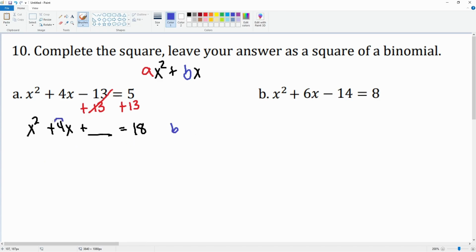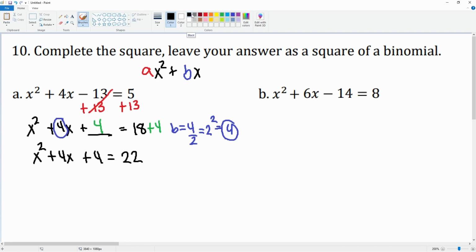The b is equal to 4. We divide that by 2, that becomes 2. We square it, that becomes 4. This is the value that we're adding. So we're going to add 4 to the left, but we also have to add it to the right. This gets us x squared plus 4x plus 4 is equal to, I think, 22.